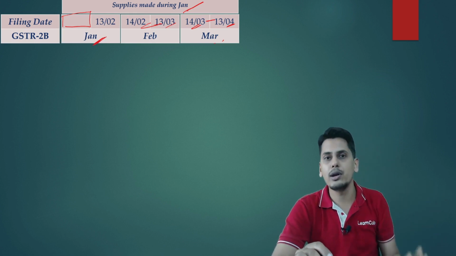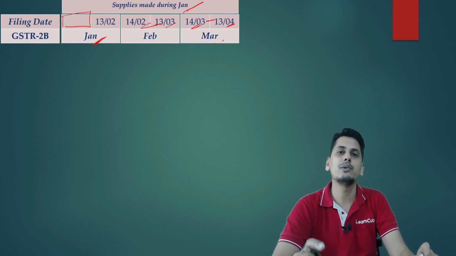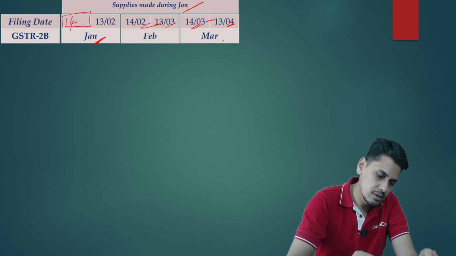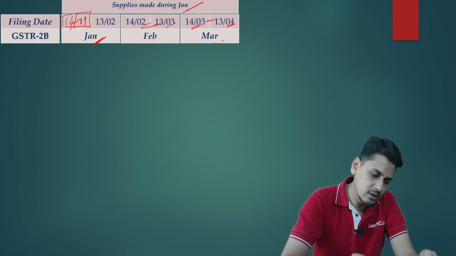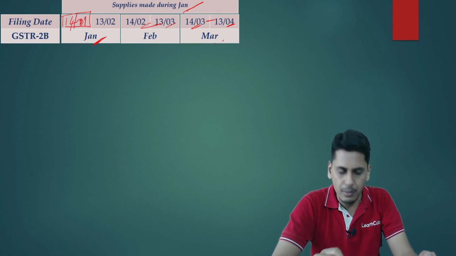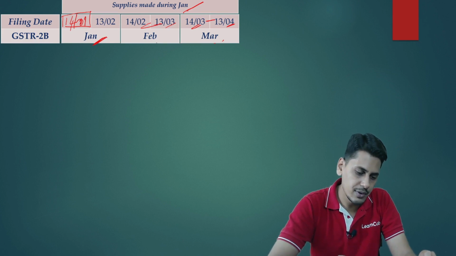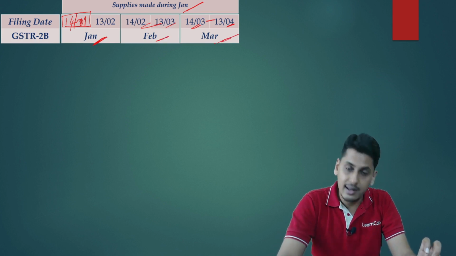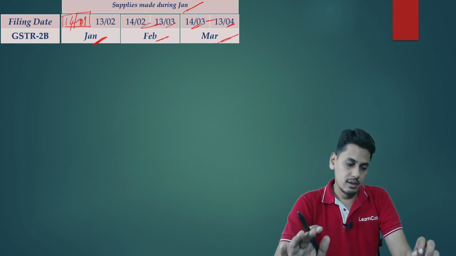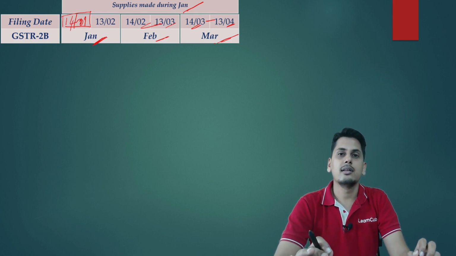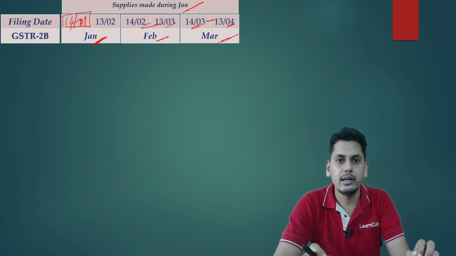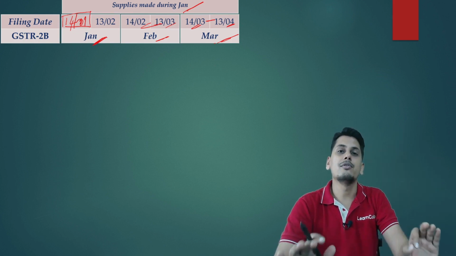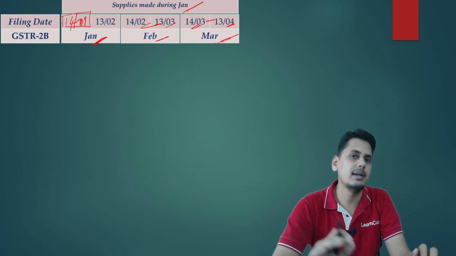What is the starting point for January? So obviously it is going to be from 14th of January. So here we go. From 14th of January till 13th of February is for Jan month. This window is for February. This window is for March. So friends, we are clear as to when, if the details get uploaded, it would appear in which GSTR-2B, and accordingly when input tax credit can be taken.